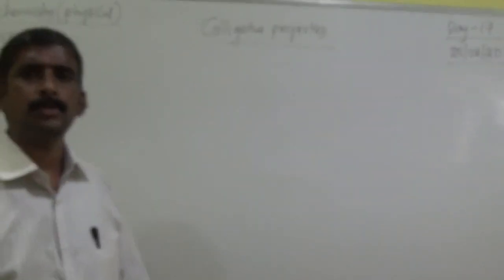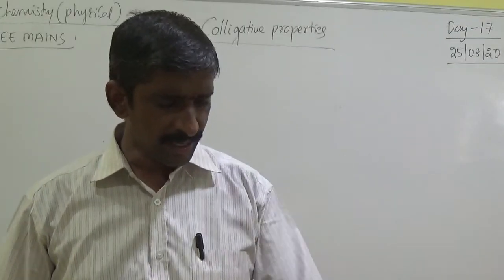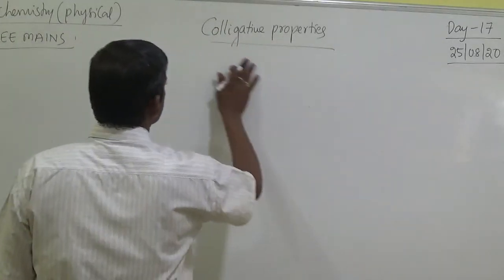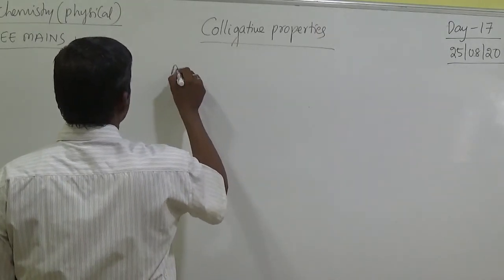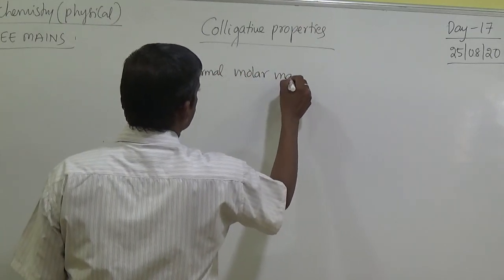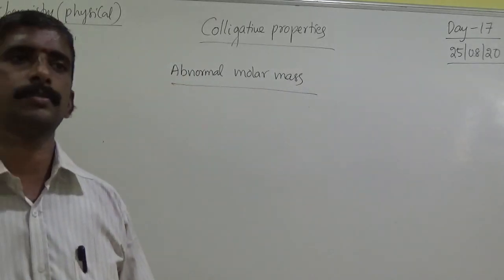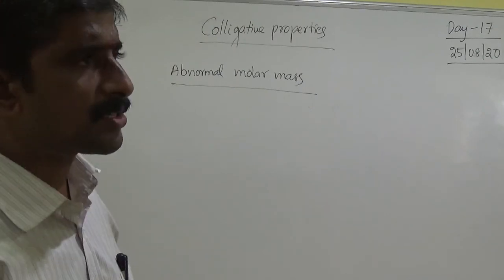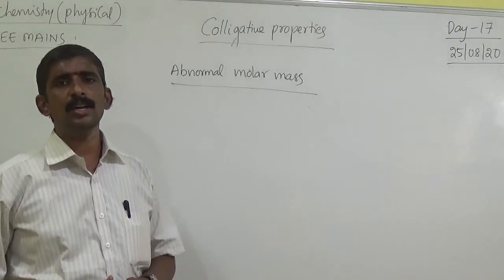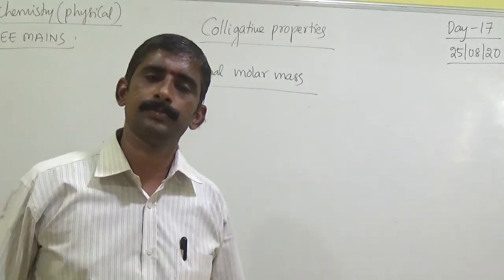Okay, here are different types of osmosis and osmotic pressure. And another one is abnormal molar mass. Molar mass means molecular weight. Abnormal molar mass concept, simply. Colligative properties are shown by dilute solutions.